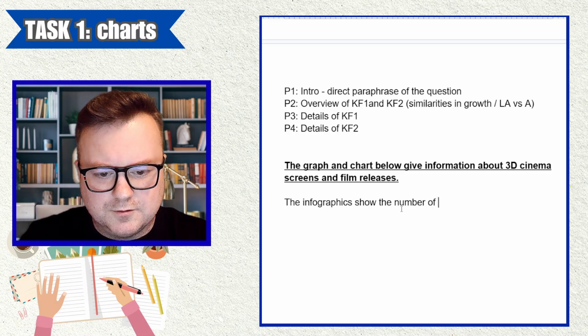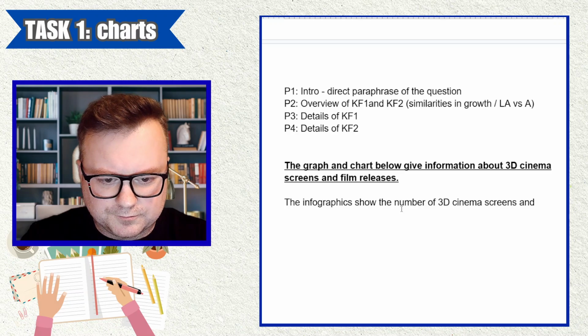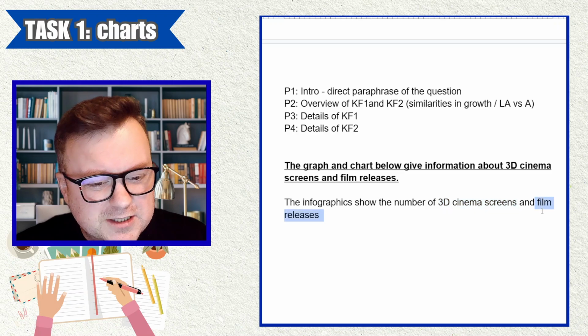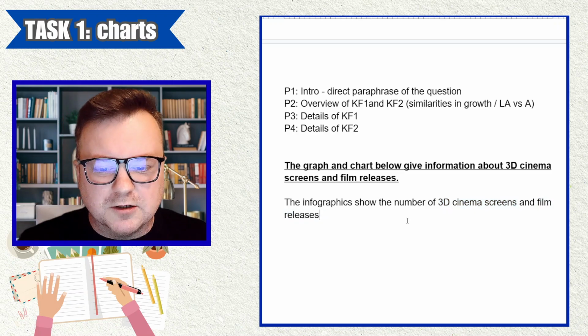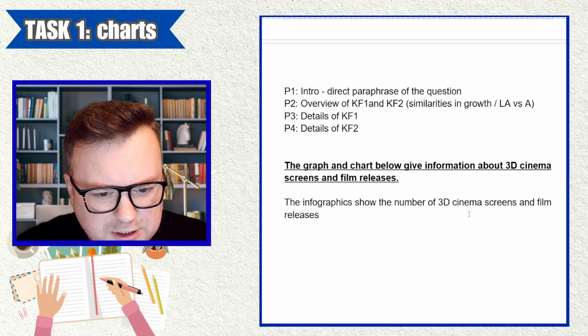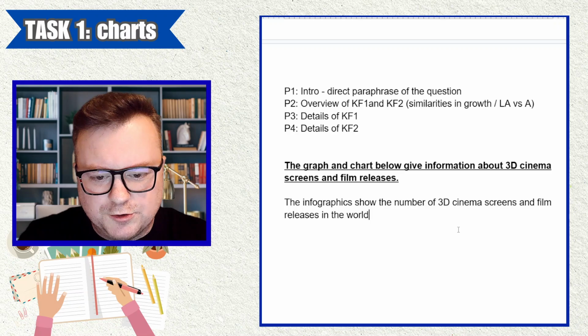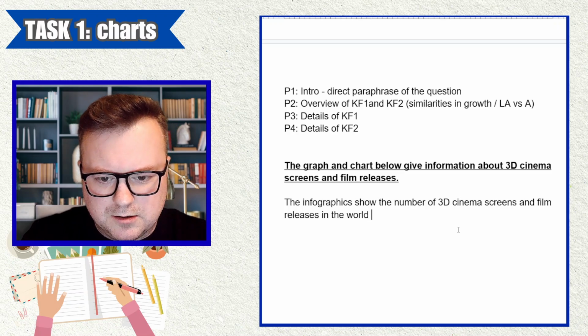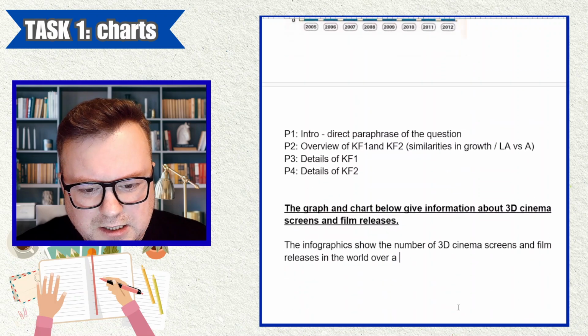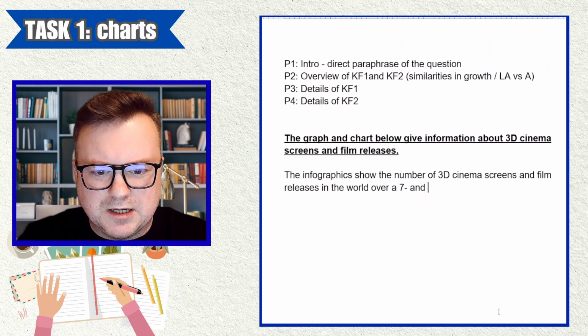the number of 3D cinema screens and film releases. Do I need to change this? Cinema screens, I don't need to change that. Film releases, I don't think I need to change that. I think they have topical importance that we don't need to paraphrase that, but I will change globally. 3D cinema screens and film releases in the world over a 7 and 8.